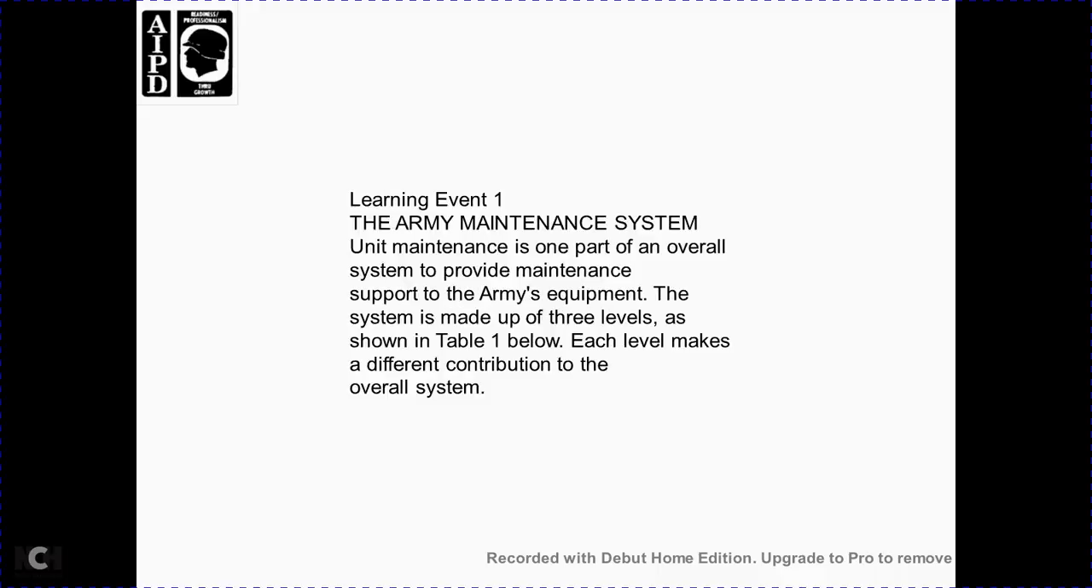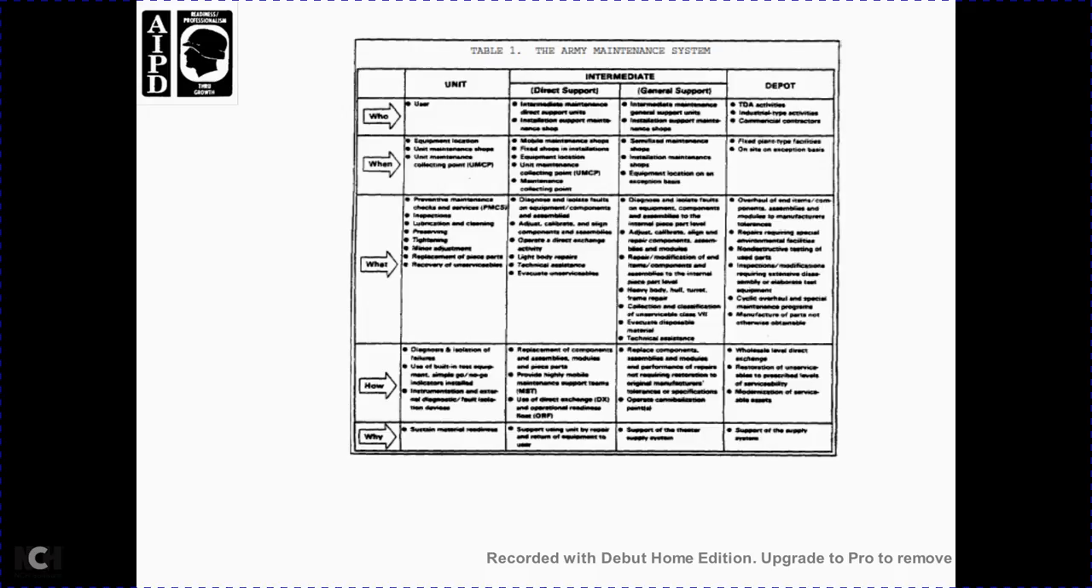Learning event number 1, the Army maintenance system. Unit maintenance is one part of the overall system that provides maintenance support for the Army's equipment. The system is made up of 3 levels, as shown in Table 1 below. Each of the levels makes a different contribution to the overall system. Table 1 shows who, what, when, where, why, and how.